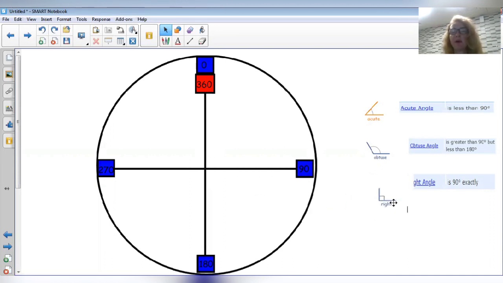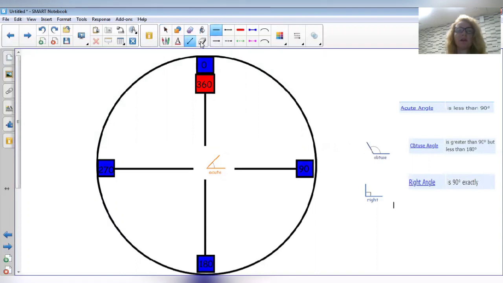Let's now think about it for our acute angle, which is less than 90 degrees. So here we go again. We're going to line it up right with the vertex. And if we extended the line over, we can see that it's going to match up with the 90. And if we extended this line, we can see that it doesn't go up to the 0, so it's less than. So we know for sure that that is an acute angle.